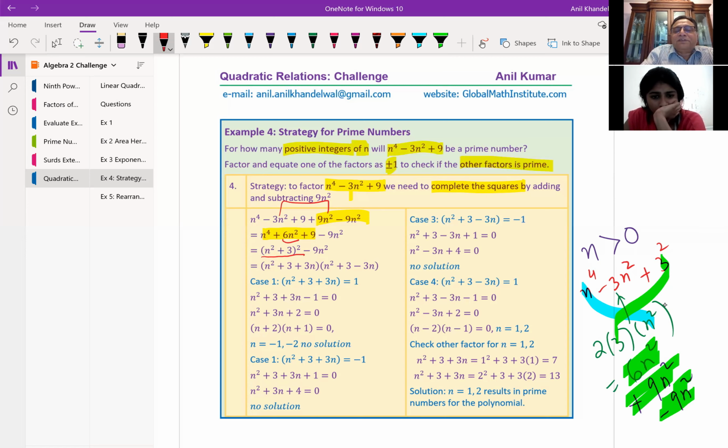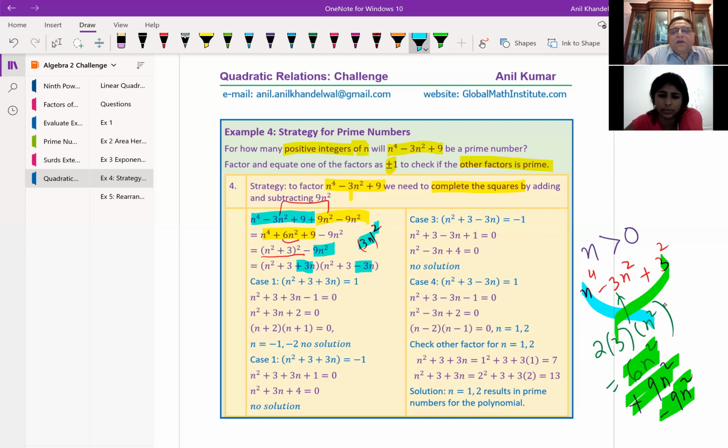Now, we again have a difference of squares. 9n squared is what? 9n squared is 3n whole squared, right? So it is a perfect square. That means I can add 3n and subtract 3n to factor this particular difference of squares. So we got n squared plus 3 plus 3n, and n squared plus 3 minus 3n as the two factors of our trinomial. Is that clear?